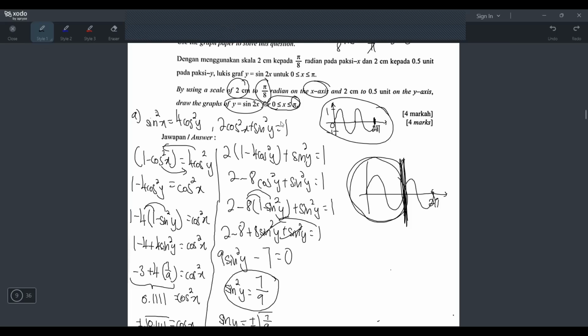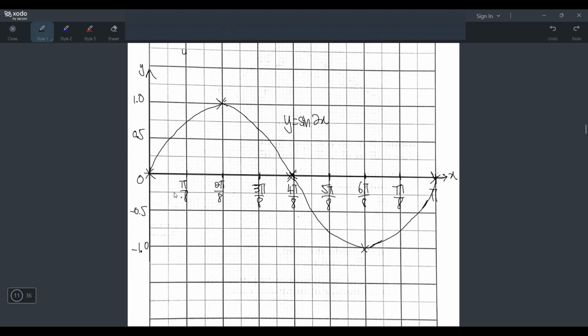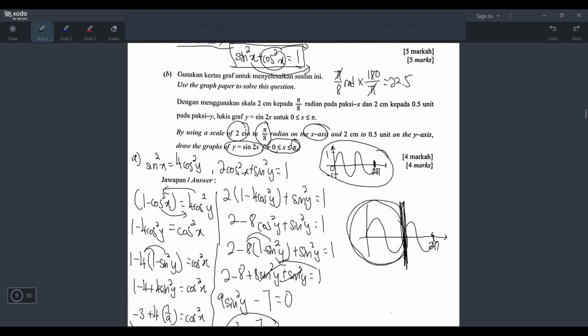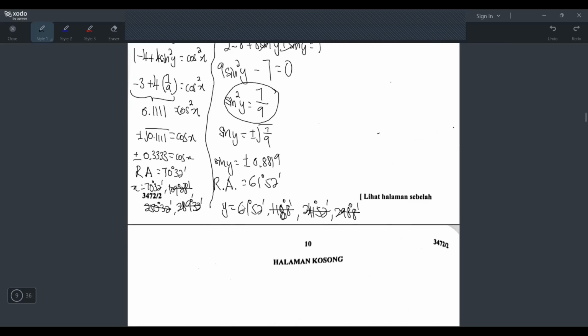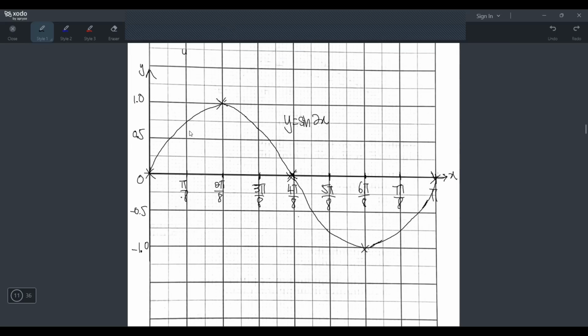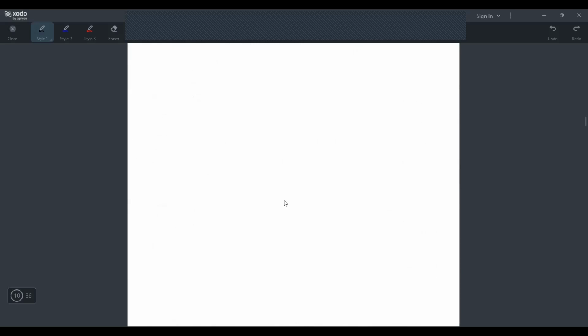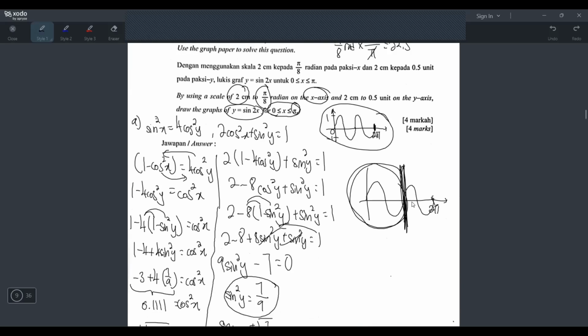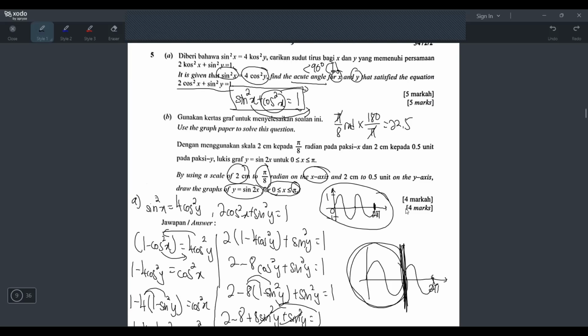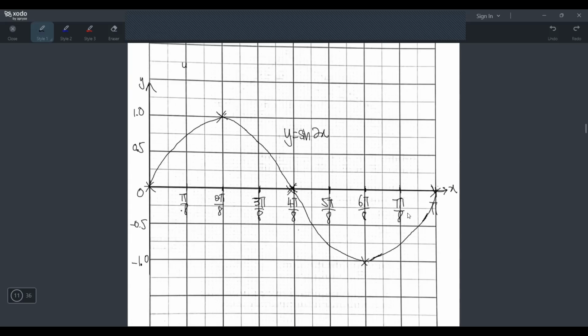If you try to substitute every value like pi over 8, 2 pi over 8, 3 pi over 8 into this equation to find the y coordinate, can also. Your graph will end up looking the same as this. So I think this is good enough. How many marks? 4 marks. Hope you understand. All right, that's all. Let's continue.